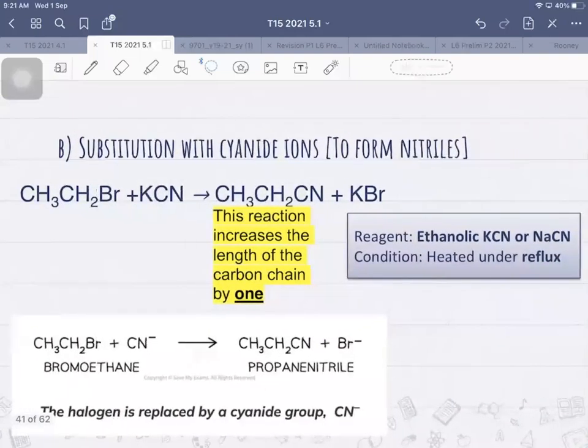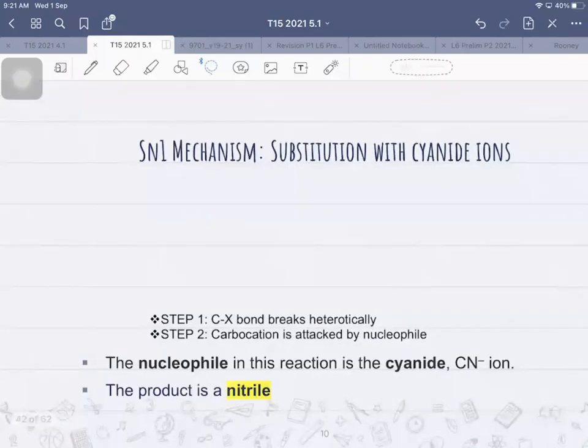Okay, the condition I forgot to mention is that you heat it under reflux. Again, there's no other reason other than to maintain the volatile compounds so that they don't escape from the setup. Okay, right. SN1 mechanism with cyanide ions. We will not draw in your potassium or your sodium because they are just floating around in the solution. We're only interested in the cyanide ions.